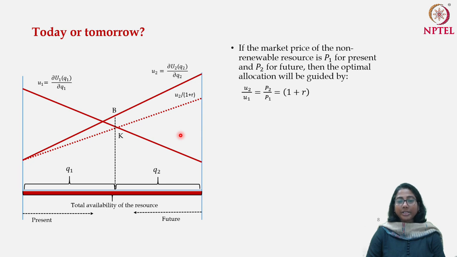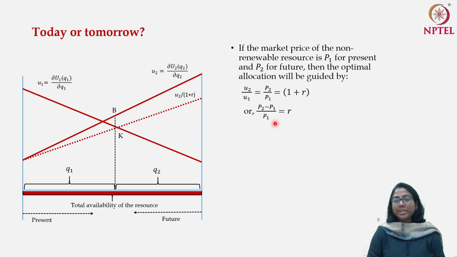So now how do we determine the price? Again coming back here, if I say U2 by U1 is equal to P2 by P1 is equal to 1 plus R, then doing a little bit of manipulation, P2 by P1 is equal to 1 plus R, which means R is equal to P2 by P1 minus 1, which is P2 minus P1 divided by P1 is equal to R.